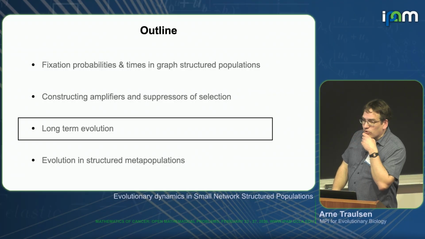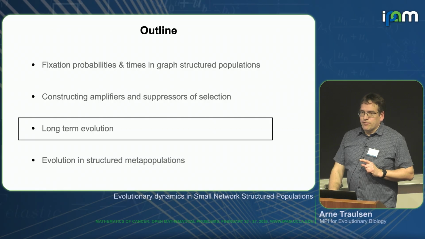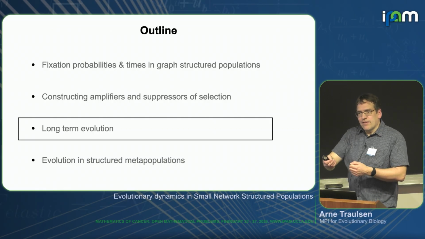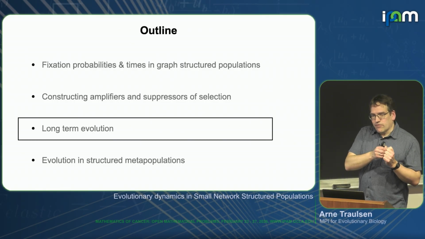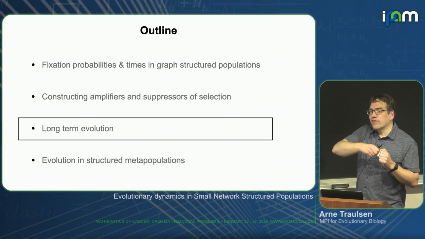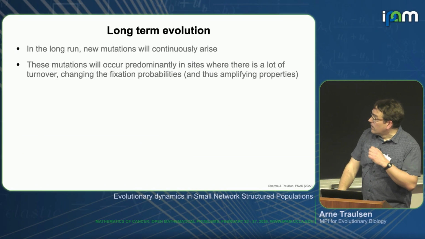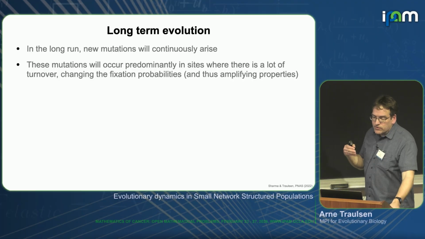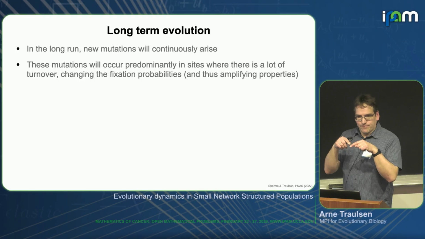So then let's look at long-term evolution, because so far I only spoke about fixation probabilities. But if you have a fixation event, and then you have the next mutation, and the next fixation event, then you can ask which structures are actually best at increasing the fitness in the long run. And that's not the same as fixing the best mutations. In the long run, new mutations will always arise somewhere, and they will predominantly arise in those sites where there's a lot of turnover. So in the star graph, for example, in the center.